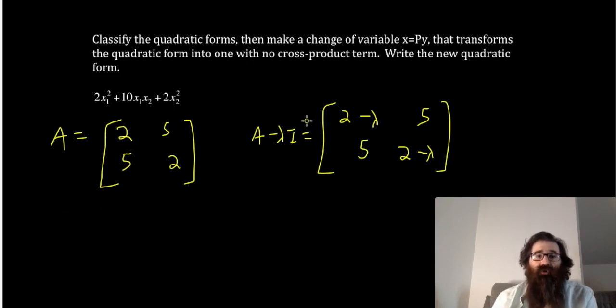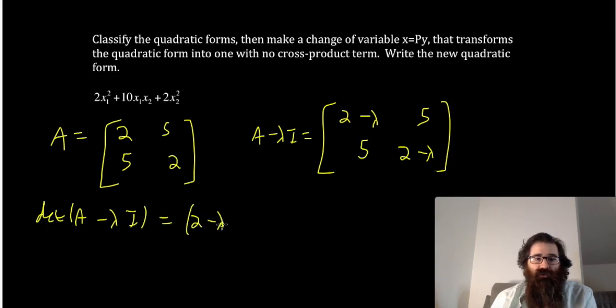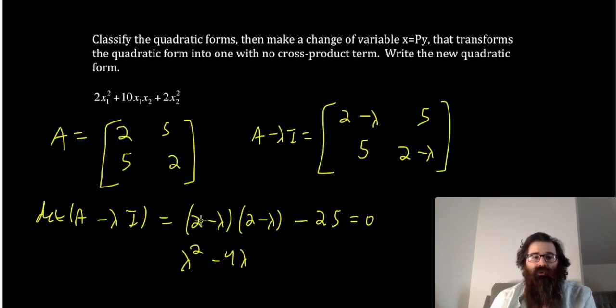And now I can find the determinant of this matrix. So the determinant of A minus lambda I is going to give me 2 minus lambda times 2 minus lambda, and then minus 5 times 5 gives me 25 equals 0. Expand this out. Negative lambda times negative lambda is a positive lambda squared. Negative 2 lambda minus 2 lambda is negative 4 lambda. 2 times 2 gives me 4, but then 4 minus 25 gives me negative 21.